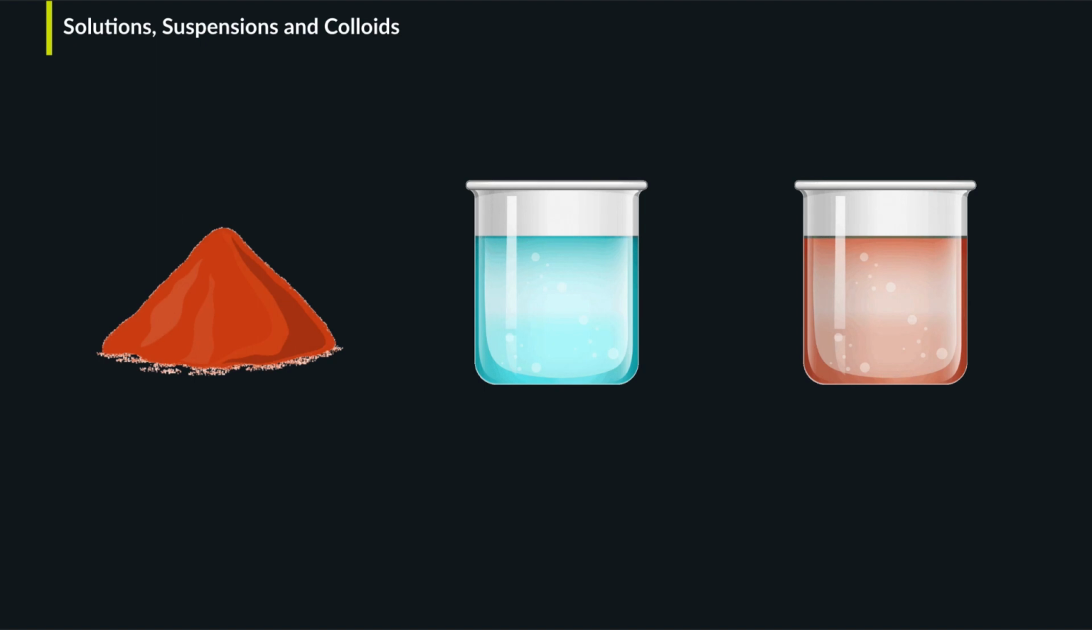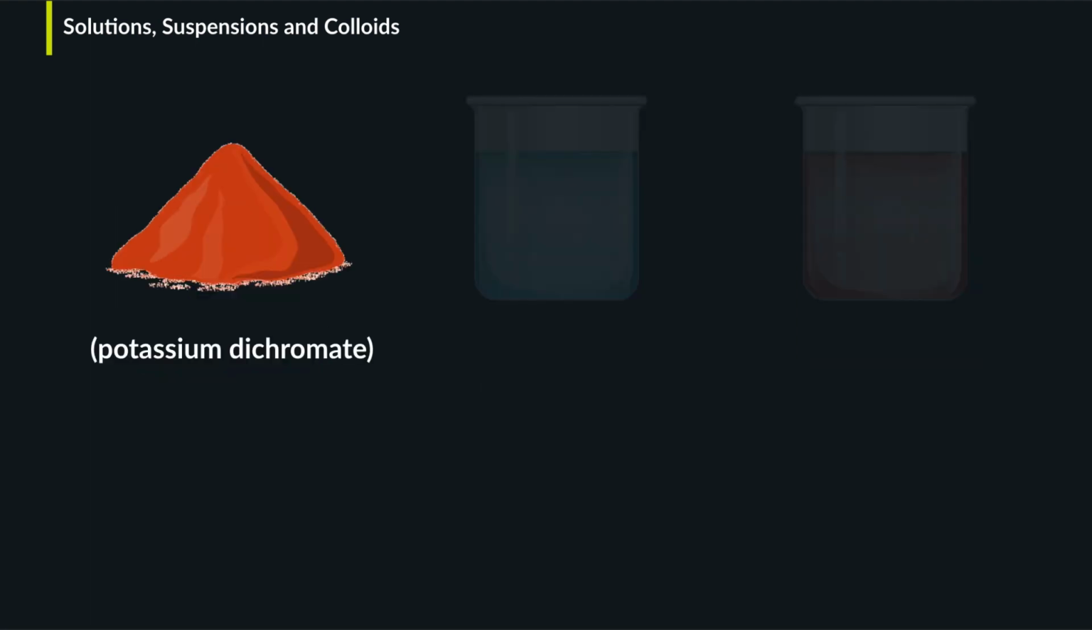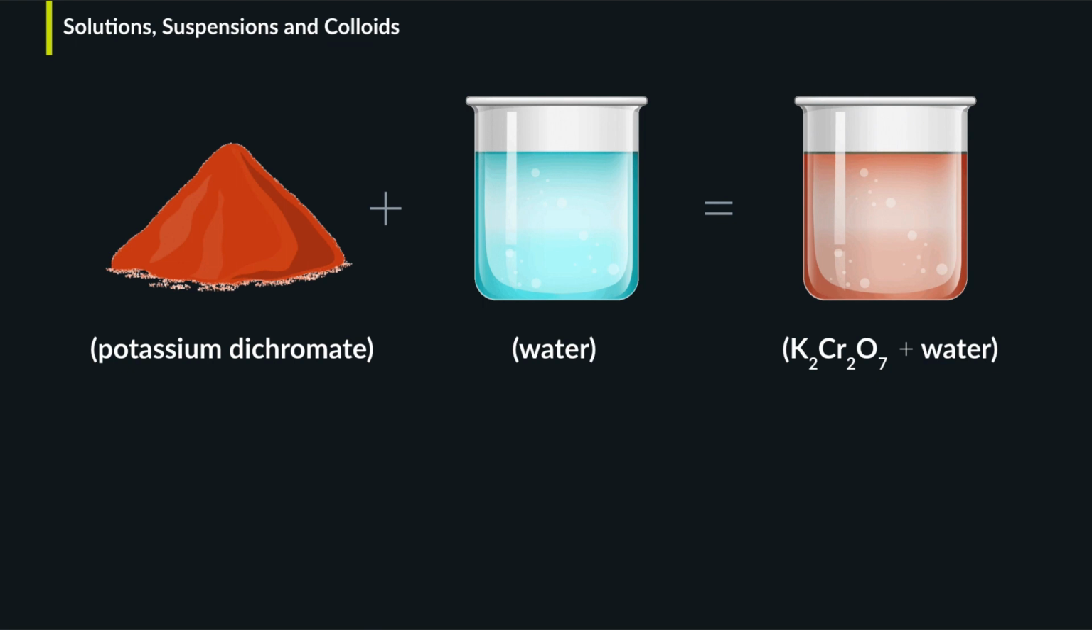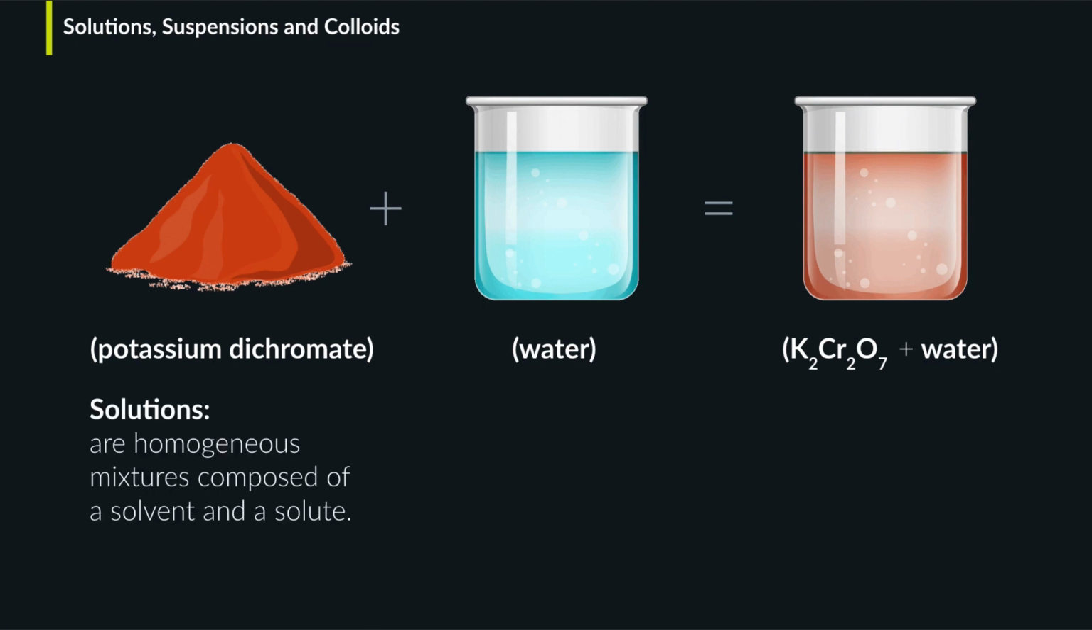In this video, you will learn about properties and definitions of mixtures, which include solutions, colloids and emulsions. Orange crystals of potassium dichromate are mixed with water to form a homogeneous mixture, a solution of aqueous potassium dichromate. Solutions are homogeneous mixtures composed of a solvent and a solute.